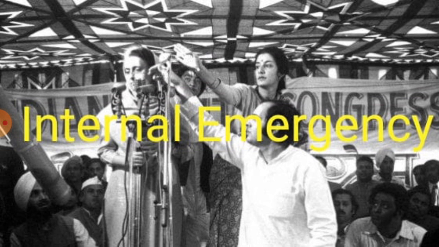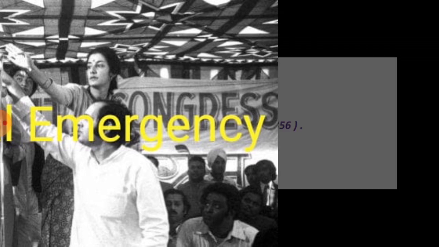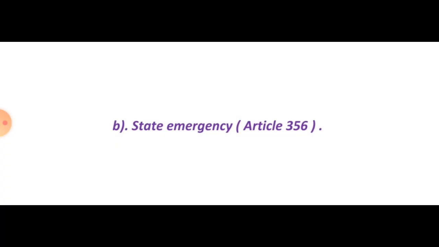This type of national emergency has been declared 3 times so far, in 1962, 1971 and 1975. Okay students, the national emergency has been declared 3 times in India, in 1962, in 1971 and 1975. Okay students, understand? Next, the state emergency, Article 356.